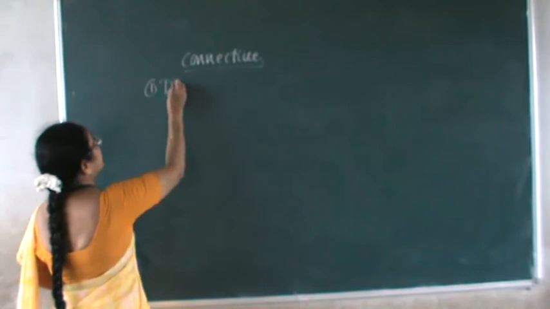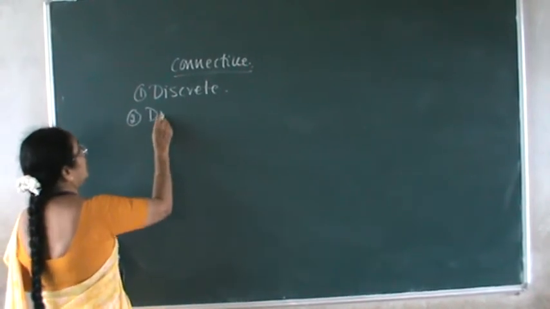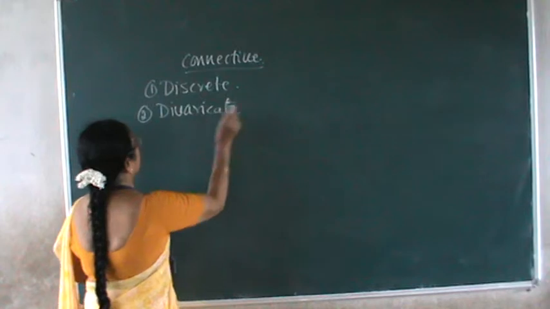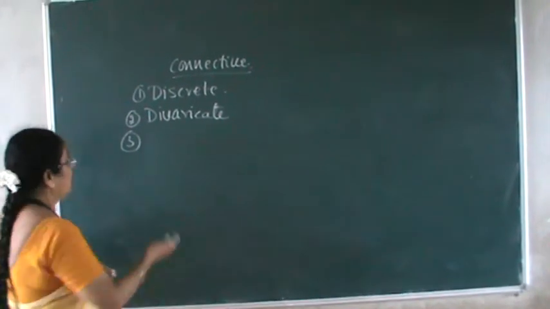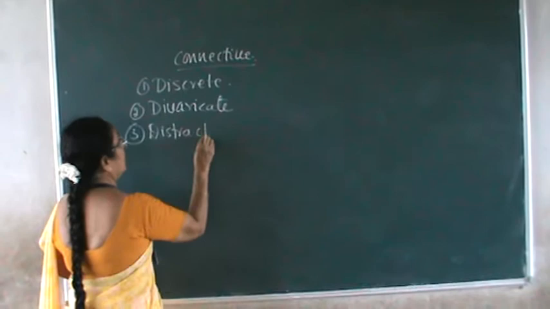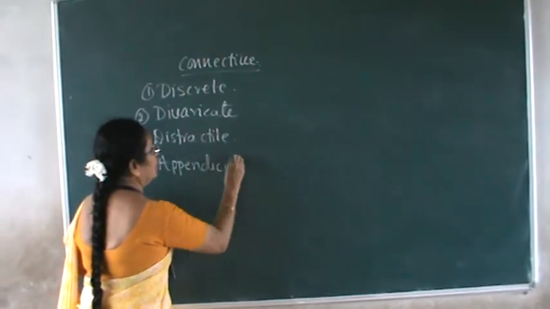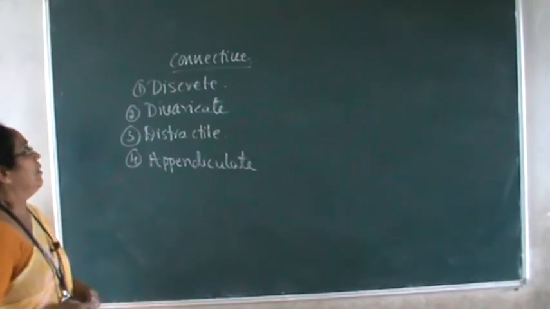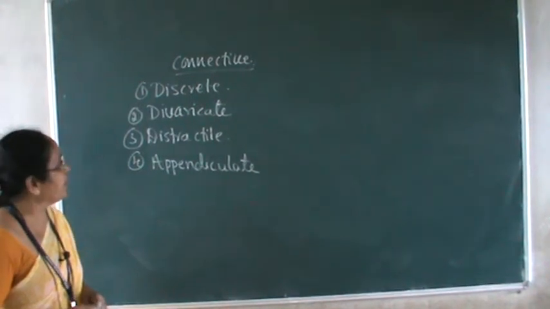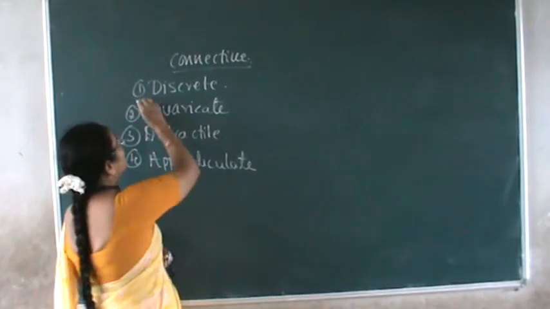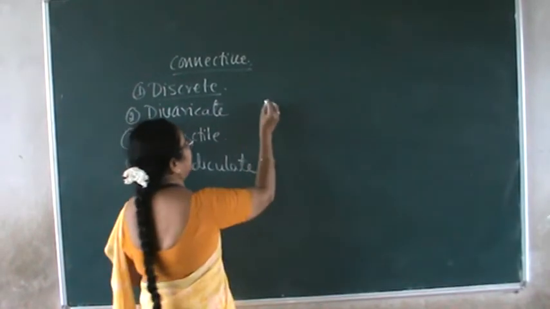The first type is called discrete. The fourth is called appendiculate. There are four different types of anthers based on the nature of the connective: discrete, dilaricate, distractile and appendiculate. Discrete type of stamen: discrete means the connective is very small. A very small patch of connective is present.